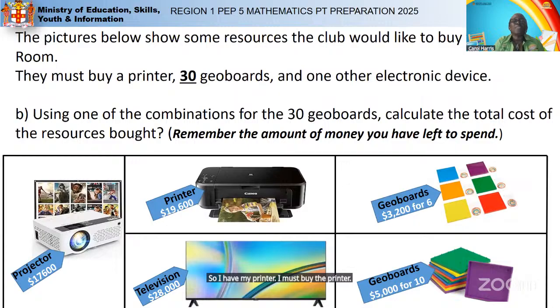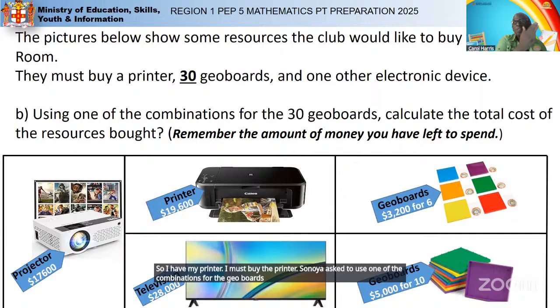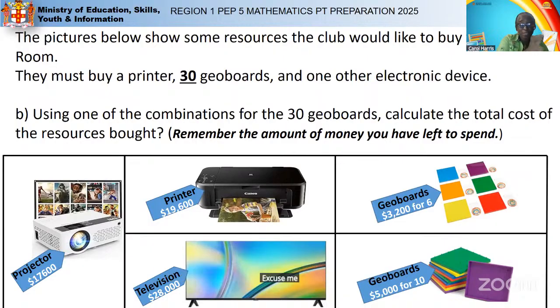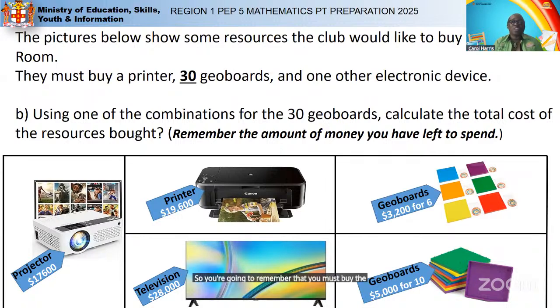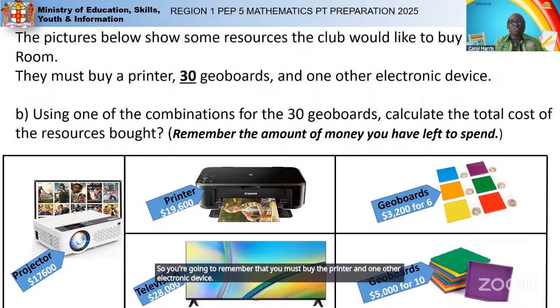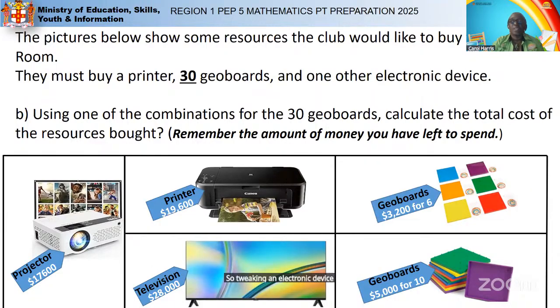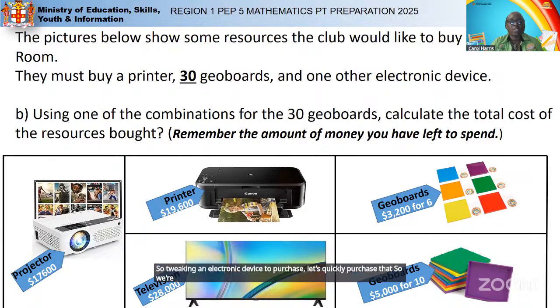So now you're asked to use one of the combinations for the geoboards. Whether you're going to use your 5x6 or your 3x10, choose one. We want to calculate the total cost of the resources bought. You're going to remember that you must buy the printer and one other electronic device. So let's quickly purchase that. We're almost down to the end. So let's go quickly.